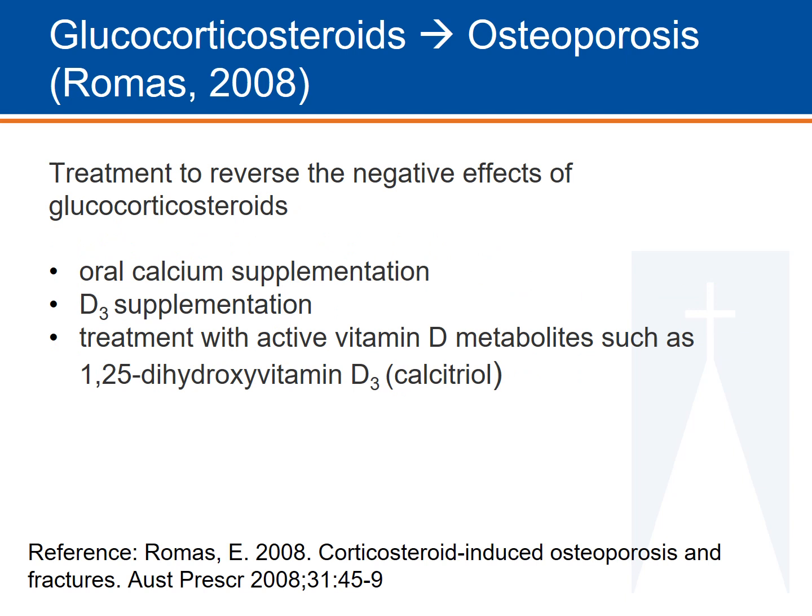The biological mechanisms of glucocorticosteroids relate directly to their treatment to reverse the negative effects of glucocorticosteroids in relation to osteoporosis. So one point of action is oral calcium supplementation, and second has to do with vitamin D. We're going to talk more in depth about vitamin D in relation to calcium and bone health in later parts of this lecture, so hold on to these concepts, but vitamin D3 supplementation becomes important, and or treatment with active vitamin D metabolites such as 1,25-dihydroxyvitamin D3, calcitriol. So remember calcitriol, we're going to come back to that later in this lecture.